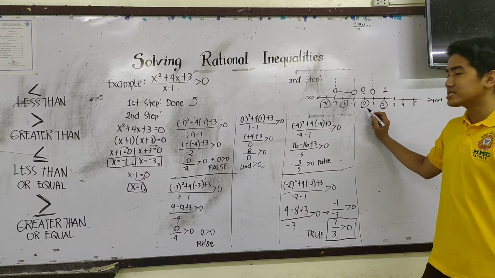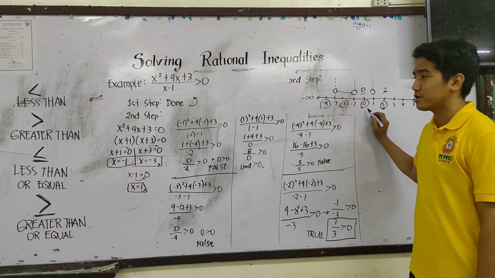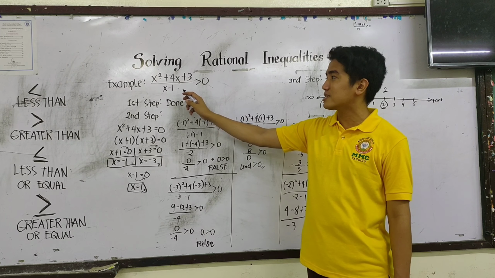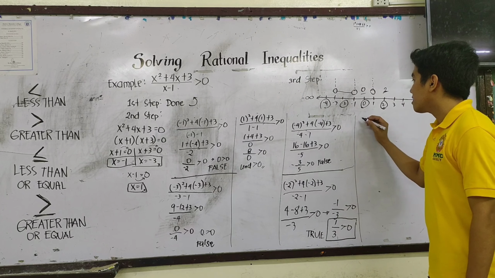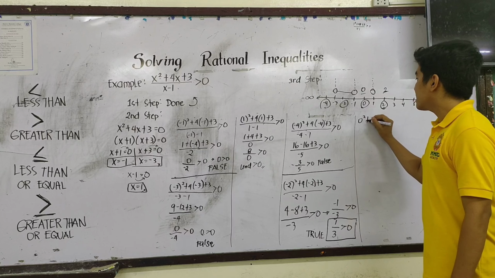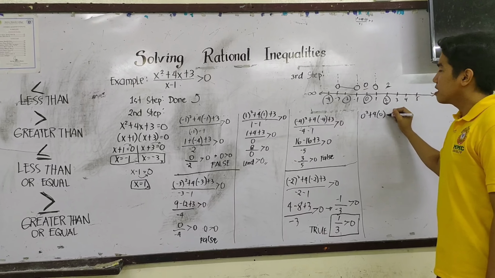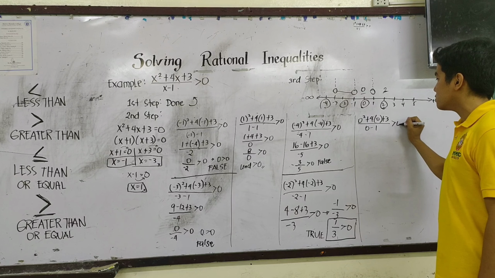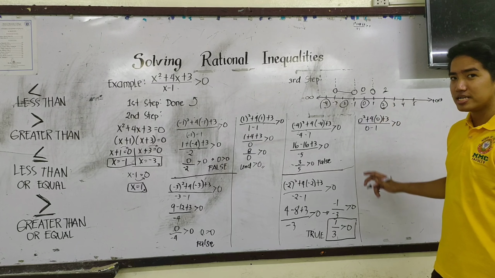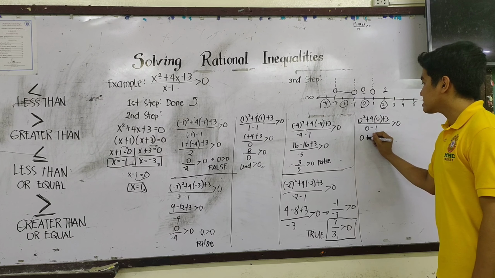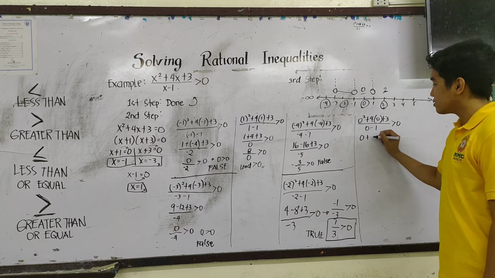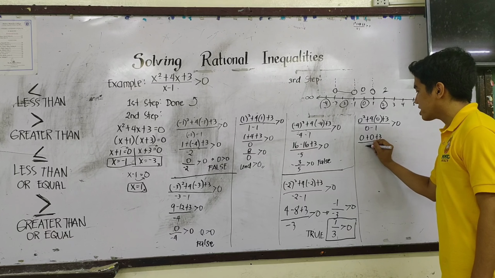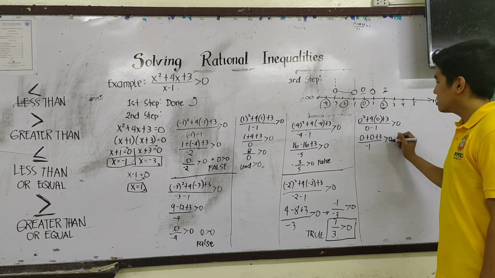So, check ulit natin kung si 0 ba is a part of our solution. Substitute lang ulit natin yung value dito sa ating main equation. So, we have 0 squared plus 4 times 0 plus 3, all over 0 minus 1, is greater than 0. So, 0 squared is equal to 0, plus 4 times 0 is equal to 0, plus 3, all over 0 minus 1, which is equal to negative 1. It's greater than 0.